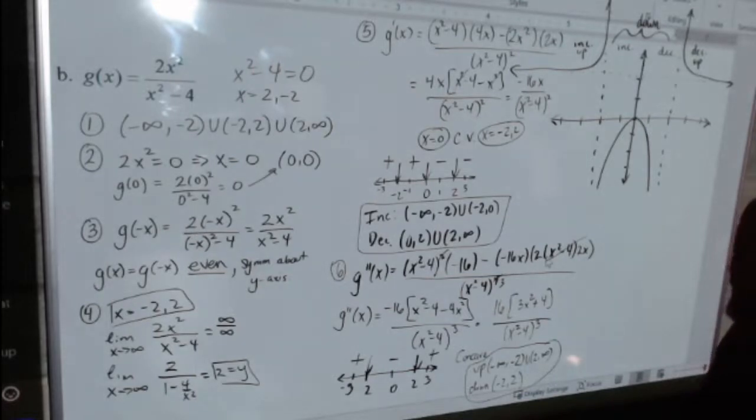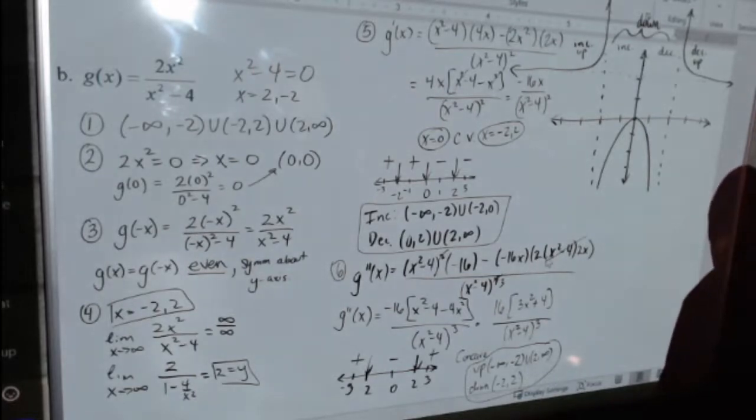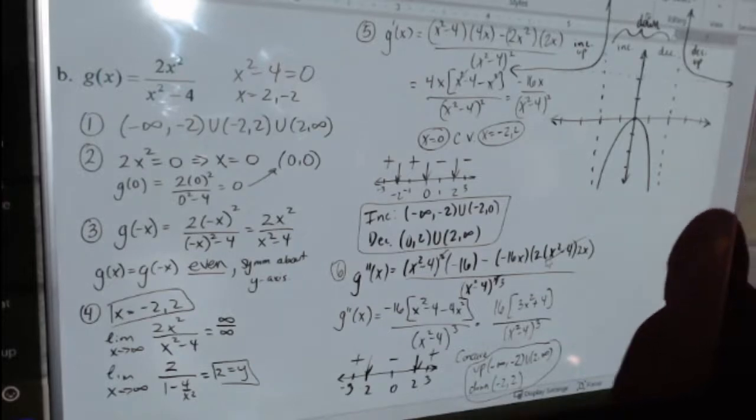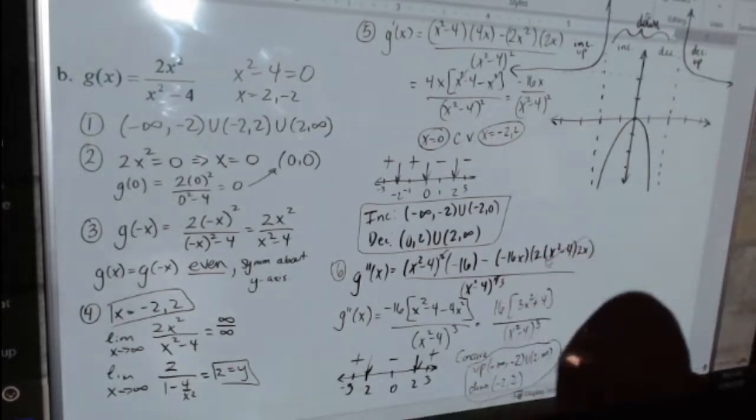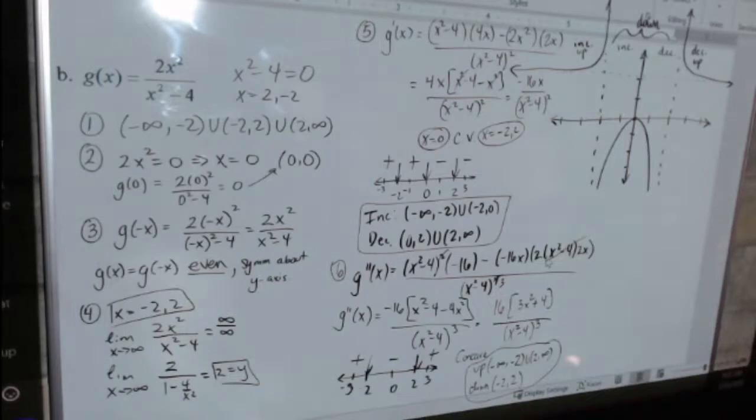How do you guys feel about that one? Understand why I plotted the x squared over x squared minus 1 in my calculators to get a sense of the shape?